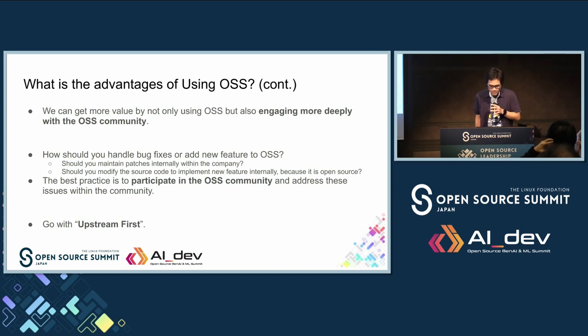Next, not only can you use OSS, but by getting deeply involved in the OSS community, you can gain even more value. Since OSS is open source, you can fix bugs or implement new features within your own organization. However, the best practice is participating in the OSS community and working on solutions within the community. It is important, I think. This approach is what we call upstream first.